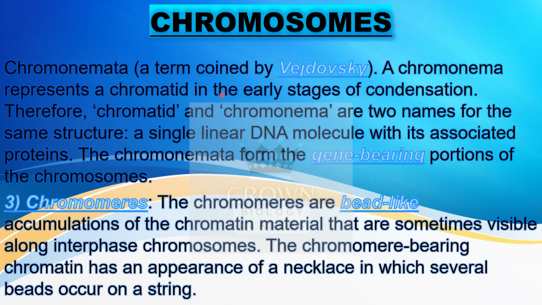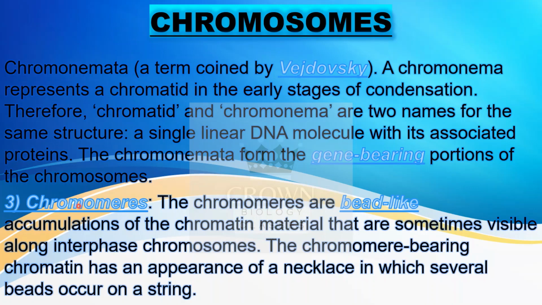A chromonyma represents a chromatid in the early stages of condensation. So a chromonyma is nothing but a chromatid, and during early stages of condensation we call that chromatid a chromonyma. Therefore, chromatid and chromonyma are two names for the same structure, and that structure is a single linear DNA molecule with its associated proteins. These proteins are always associated with the DNA so as to make it stable. The chromonymata form the gene-bearing portions of the chromosomes. Chromonymata is the particular region on the chromosome which bears the genes.